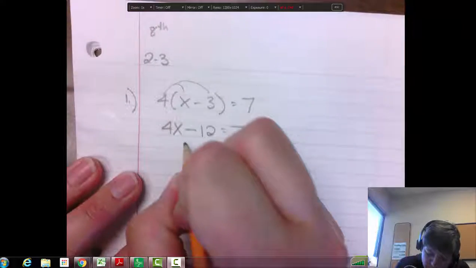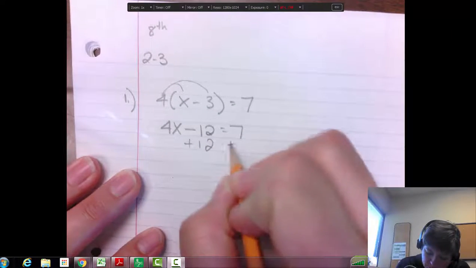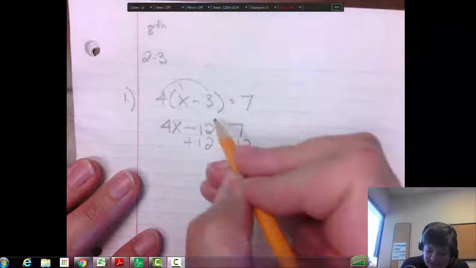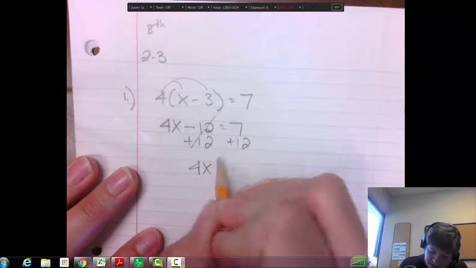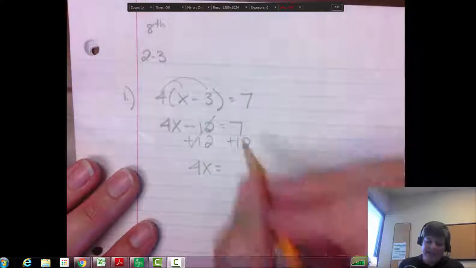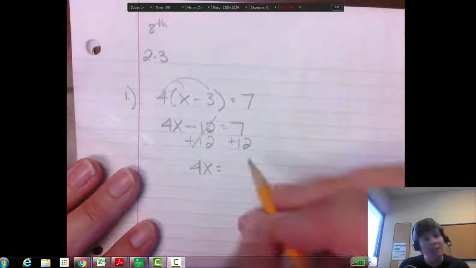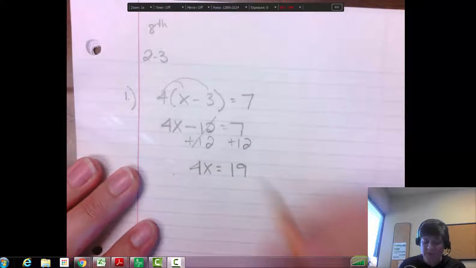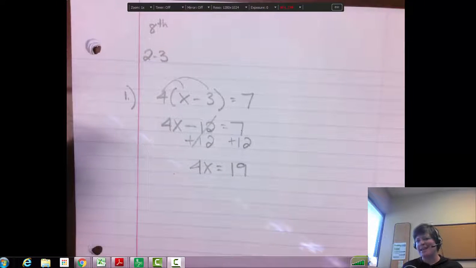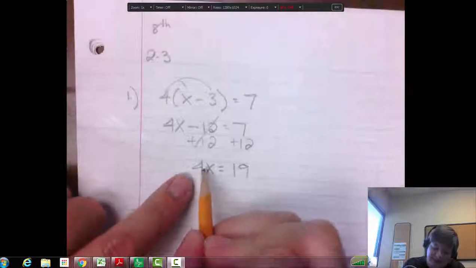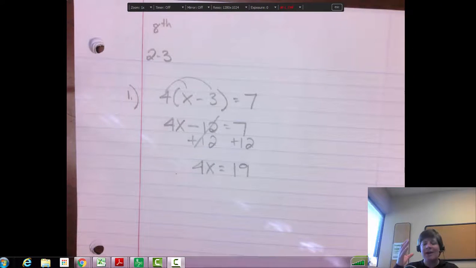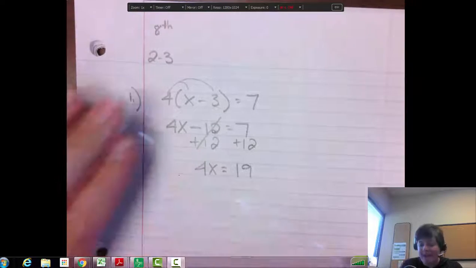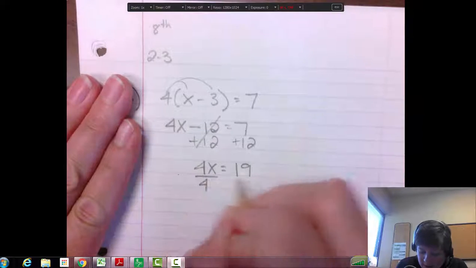So add that 12 to both sides so that it cancels on the left, and all I'm left with is that 4x. Bring down my equal sign, and 7 plus 12 is 19. So now I have 4 times what is 19? Well, this is like a times, and always my last step is either division or multiplication. So you're adding and subtracting things together until the last step. And then I'm going to divide by 4 on both sides.